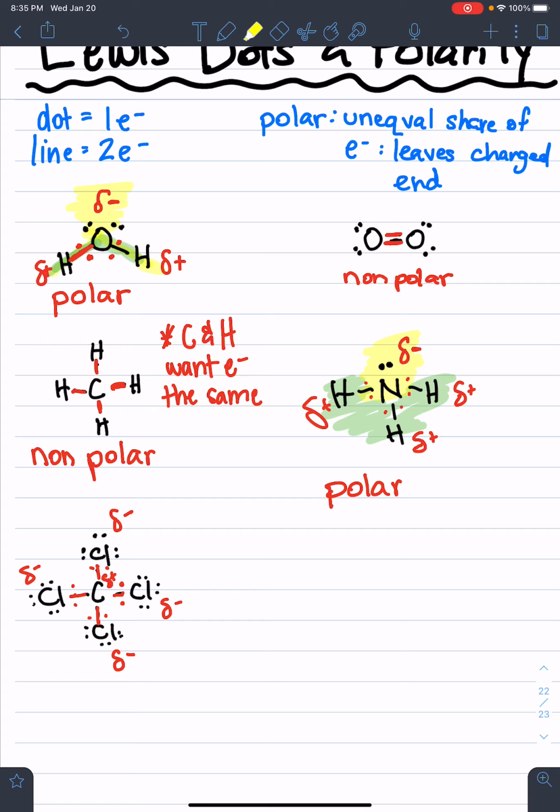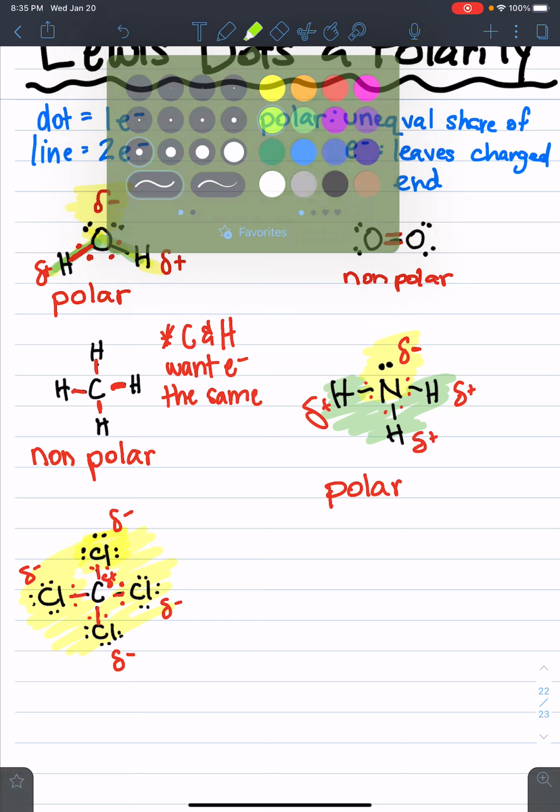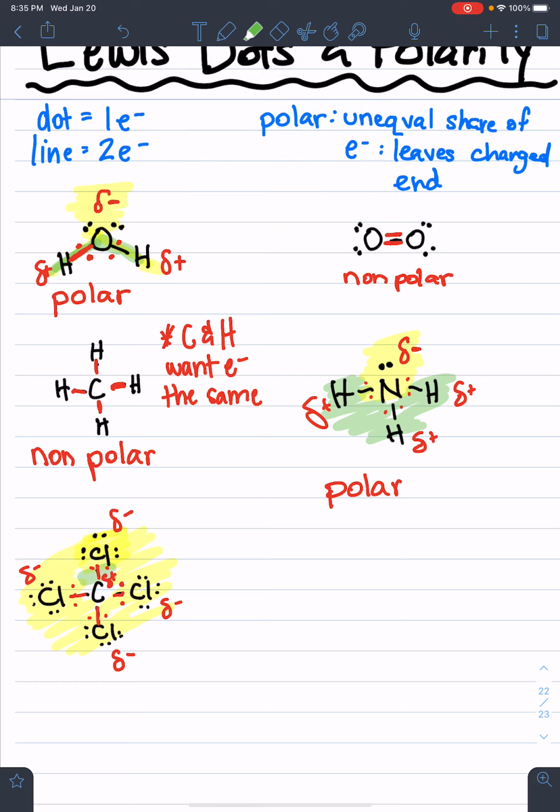So if we color our molecule with the partial negatives on the outside and our partial positive in the middle, you'll notice that this one actually doesn't have a charged end. It's not that one side is positive and one side is negative. The negatives are surrounding the positives. So this is actually going to be a non-polar molecule because of that. Because the negatives surround that positive, there's not one end that's negative and one end that's positive.